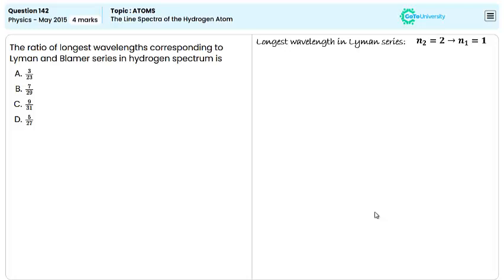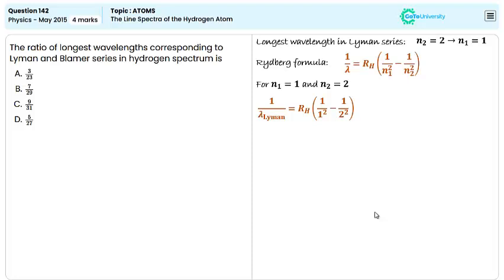Thus, the wavelength is given by the Rydberg formula 1/λ = R_H × (1/n1² − 1/n2²), where R_H is Rydberg constant, and for n1 equal to 1 and n2 equal to 2, we have 1/λ_Lyman = R_H × (1/1² − 1/2²). On solving, we get λ_Lyman = 4/(3R_H).